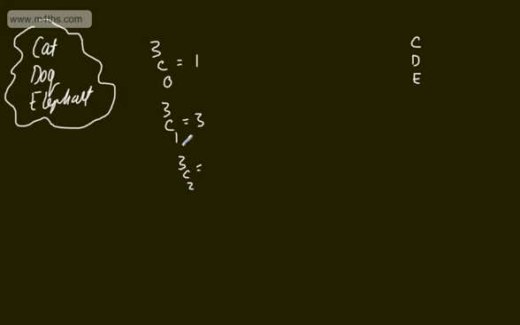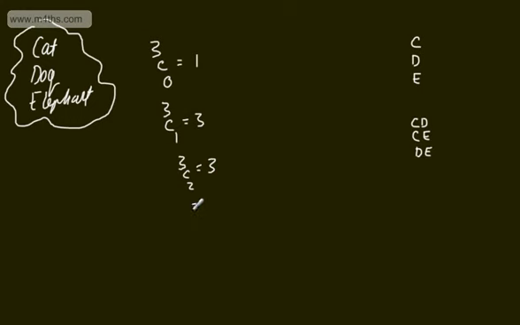This is asking me how many different ways can I choose 2 of those animals from a list of 3. So I could have cat dog, I could have cat elephant, or I could have dog elephant. There are 3 different ways. The order does not matter. All we're looking at now is the number of combinations.